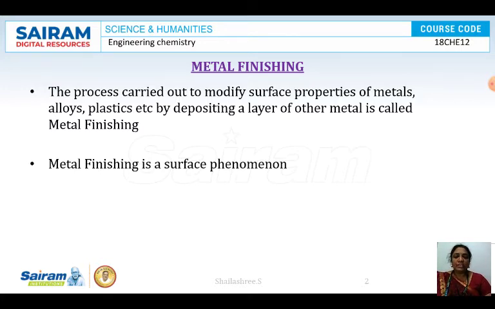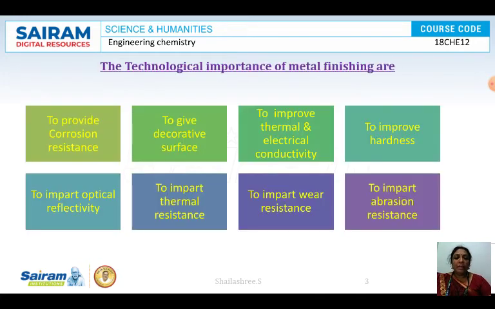So always the superior metal will be coated on a base metal, and this is called metal finishing. It is done to improve or modify the surface properties. You must specify in the definition that metal finishing is carried out to modify the surface properties. If this phrase is not there, you will lose the mark for the complete definition. It is very important. Clear? So let us see the technological importance of metal finishing.